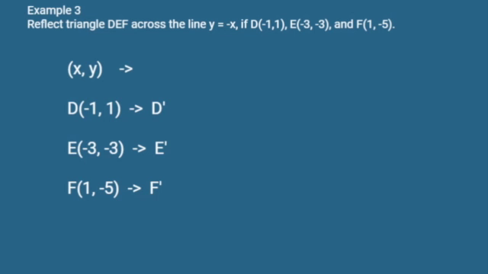Alright, in our last example, what we're going to do is reflect the triangle DEF across the line y equals negative x, given that D, E, and F have the following coordinates. Now, before I begin, I want you to take a moment, pause this video, and try this out yourself.